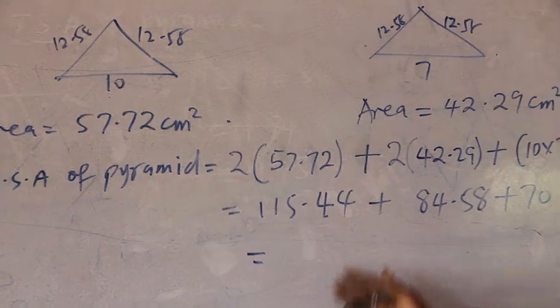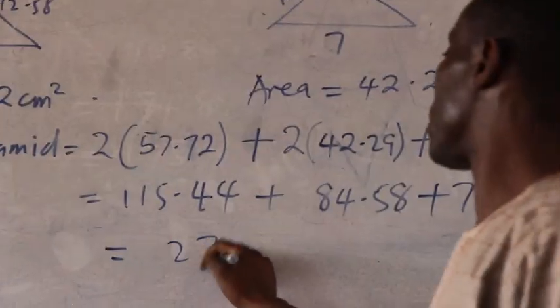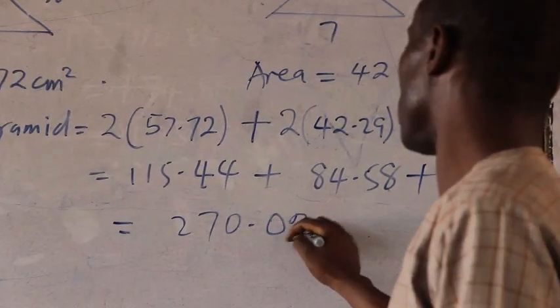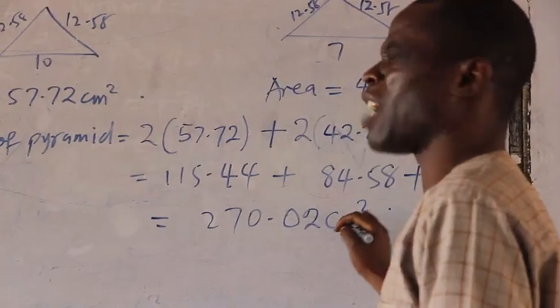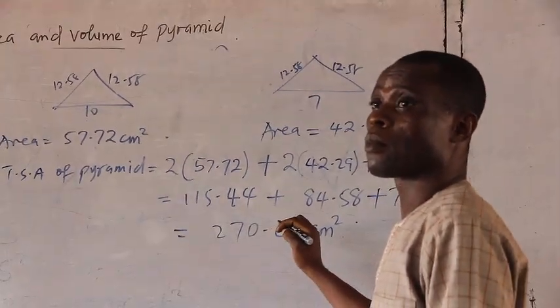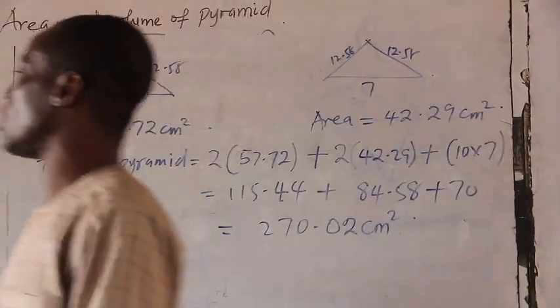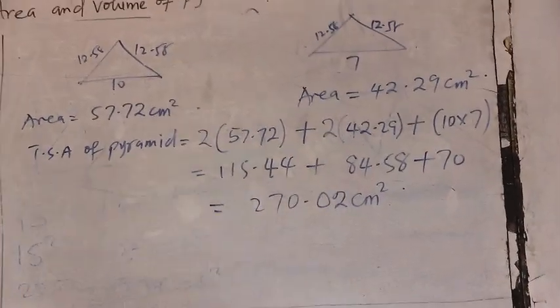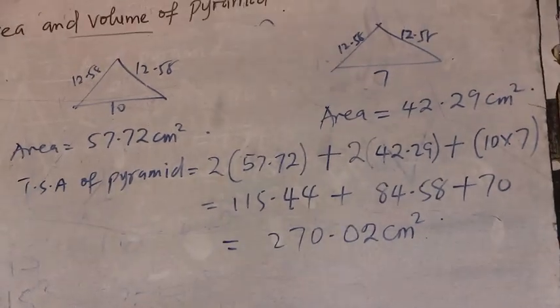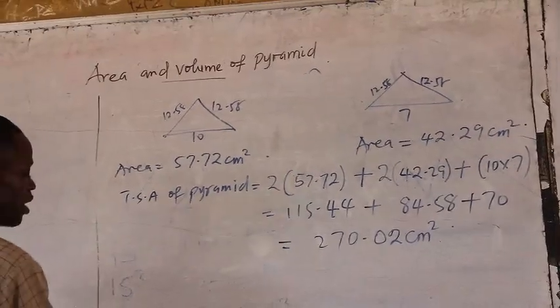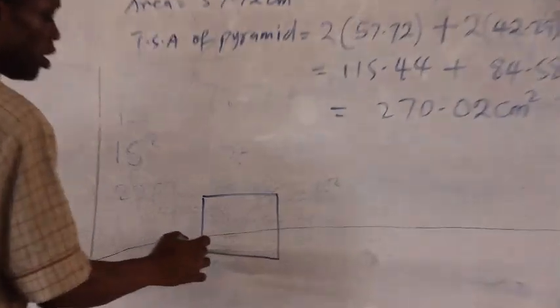Addition of everything now. 270.02 centimeters. Do you have the degree of accuracy? So it's already 270.02 centimeters squared. But listen, look at this. Look at the diagram. We have this as a rectangular base pyramid.